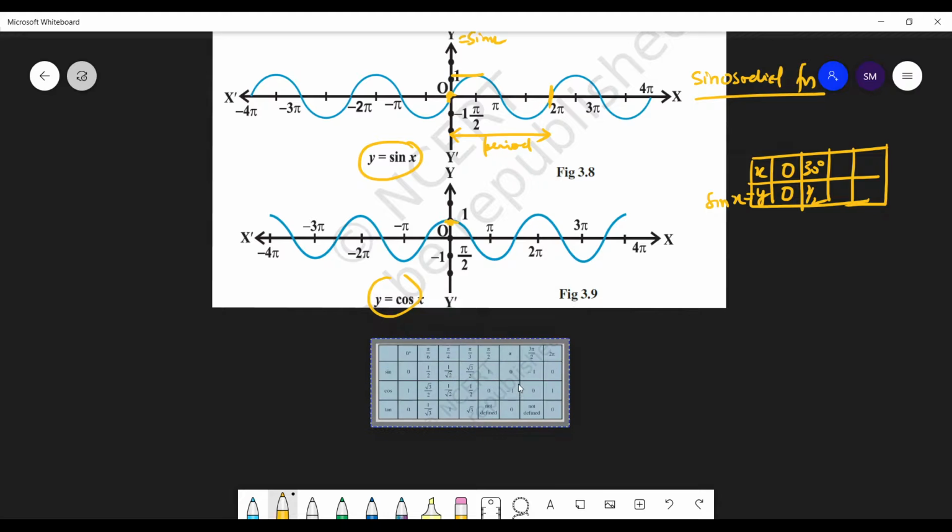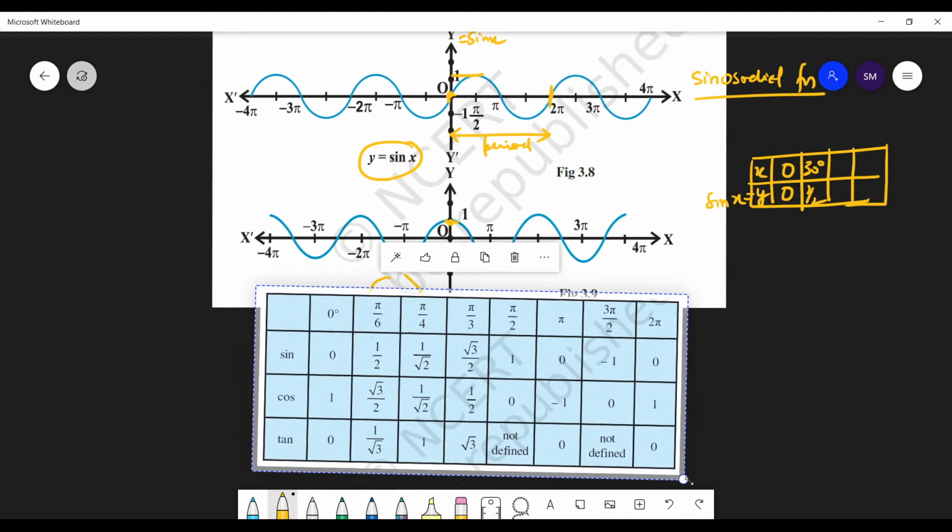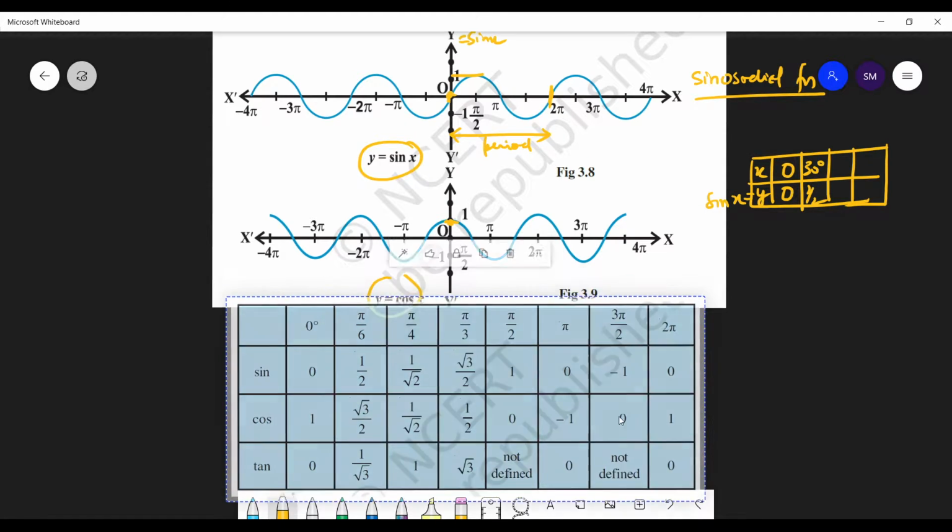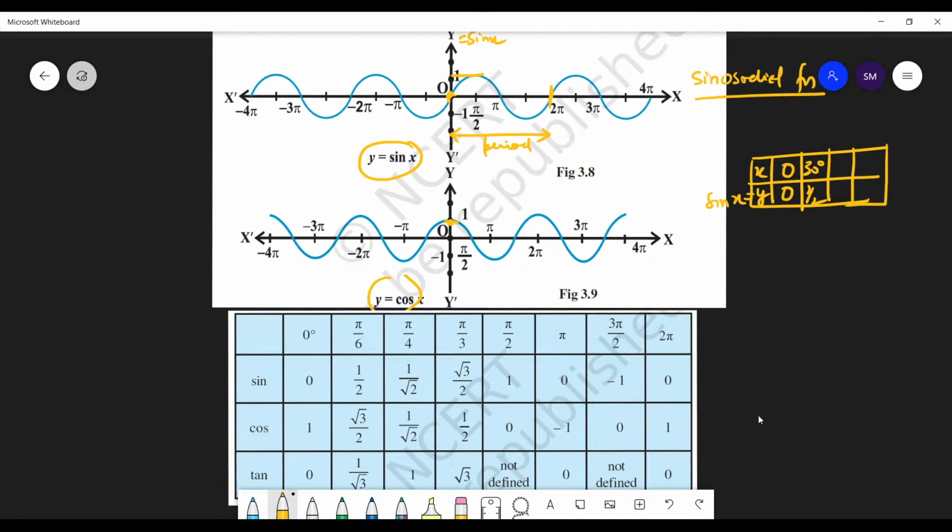So these are the values. They are there in your book. So that's pi by 6, 30 degrees, 45 degrees, 60 degrees, and 90 degrees. So 0, 1 by 2, and at 90 degrees, that is pi by 2. This is your x, just like theta, and this is your sine x. When the value is pi by 2, then sine is 1.